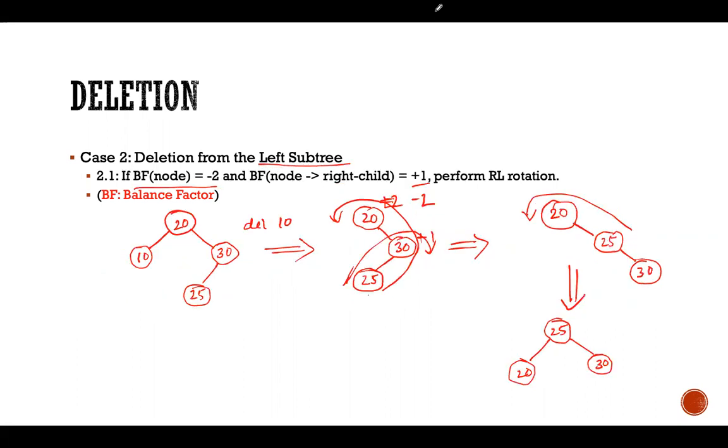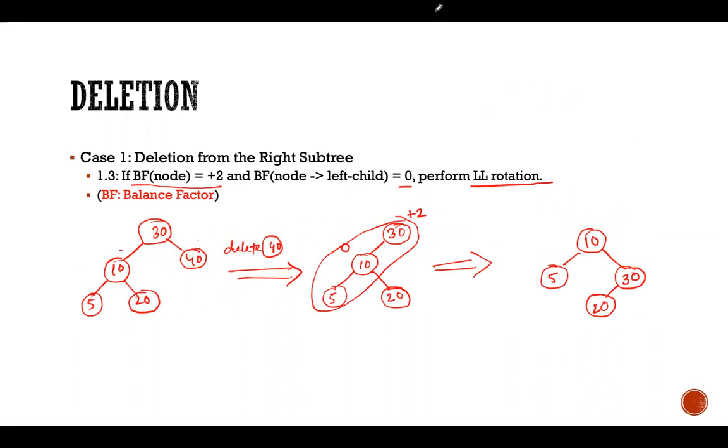So in the algorithm, first you are going to check which subtree we are deleting the node from, either left or right. Based on that, we are going to calculate the node that gets unbalanced first. For that node, we are going to calculate the balance factor of the left children if we are deleting from the right subtree, or the balance factor of the right children if we are deleting from the left subtree.